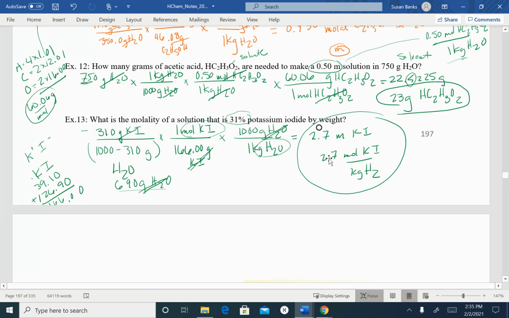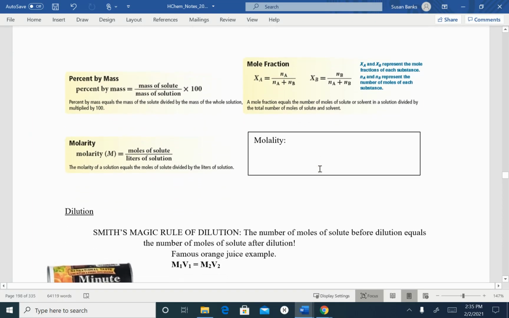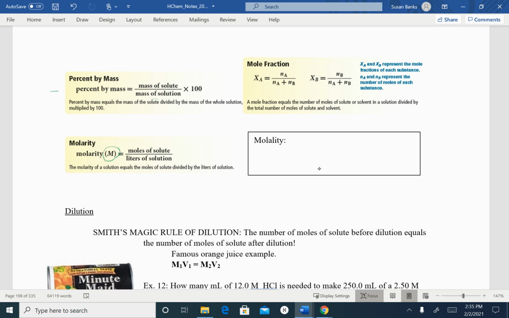per kilogram. All right, next thing, we are going to look at the definitions of some of the things that we've been working with. So percent mass is the mass of the solute divided by the mass of the solution times 100. Okay, so there's the definition of percent mass. Molarity, big capital M here, is number of moles of solute divided by liters of solution.